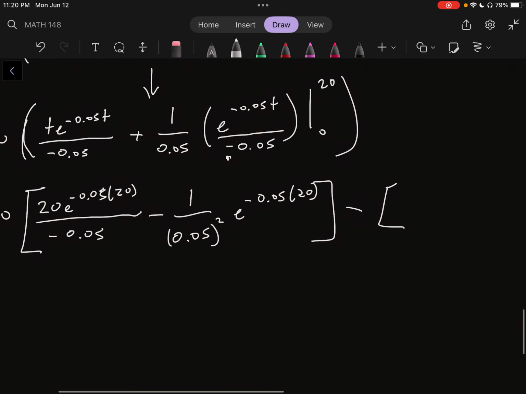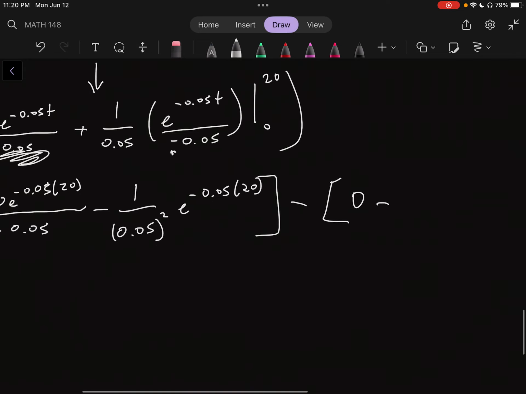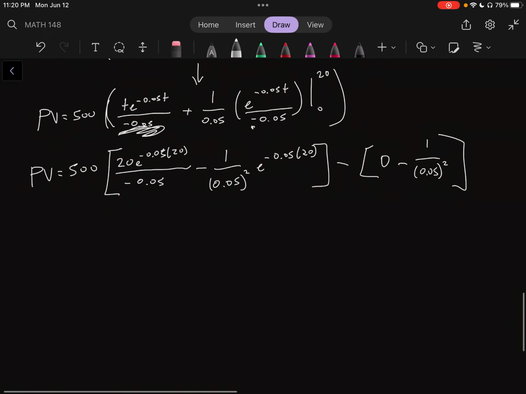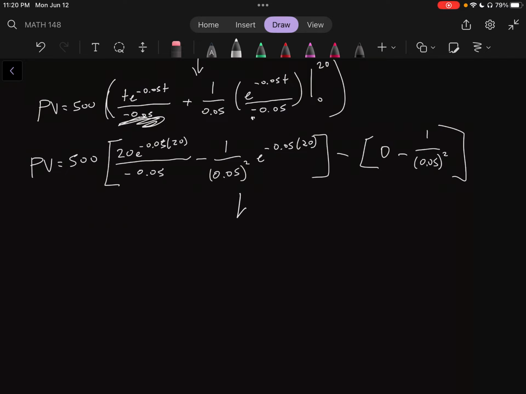Now this first part, when 0 is plugged in, is just going to be 0, minus 1 over 0.05 squared. And so that is what we get from this. Now I plug this all into Desmos, a nice calculator, and present value is approximately $52,848.22.